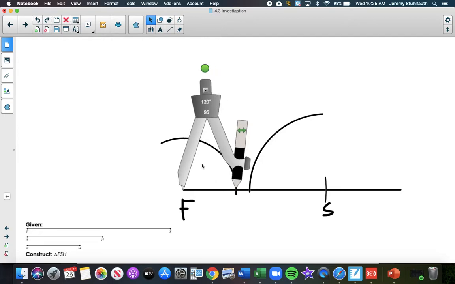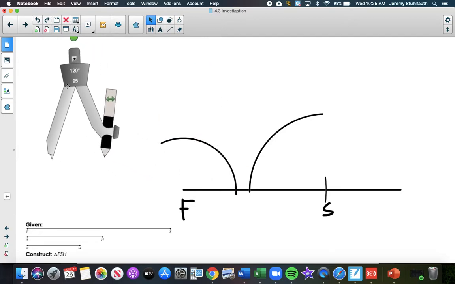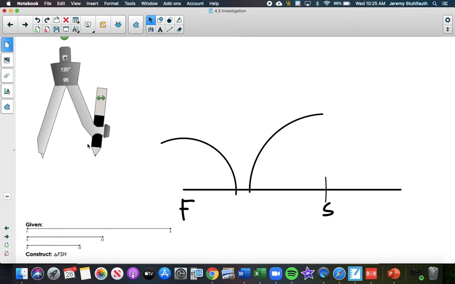And what you should notice here is that these two arcs do not intersect. So that means there is no place for us to put point H, because point H needs to be this distance from S and this distance from F, and since there's no place where these arcs intersect, there is no point H that we can put on here that would be the correct distance from F and the correct distance from S. So that means that you cannot construct this triangle.